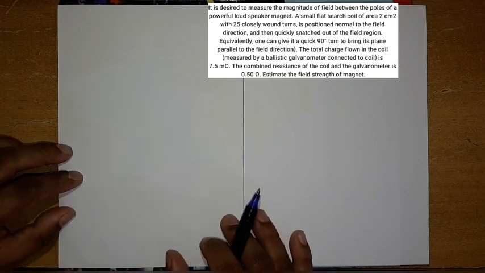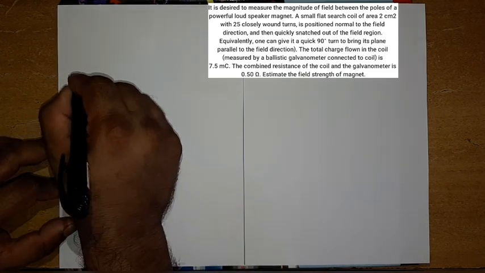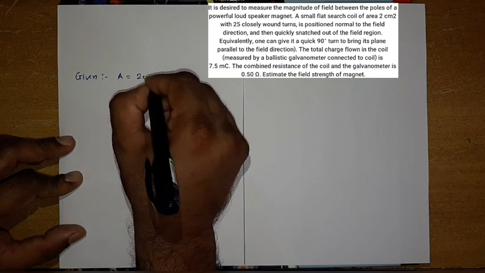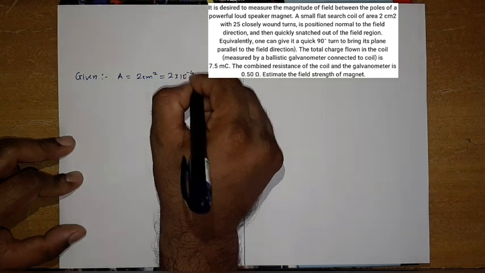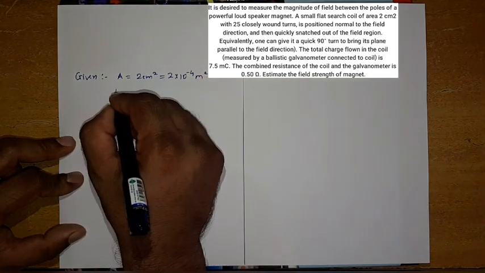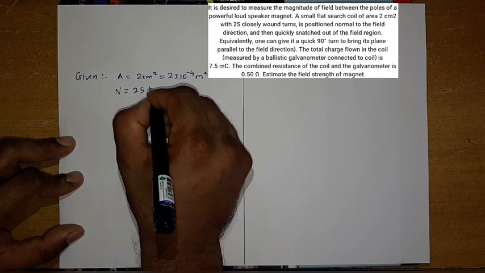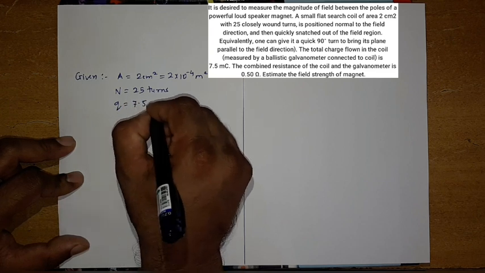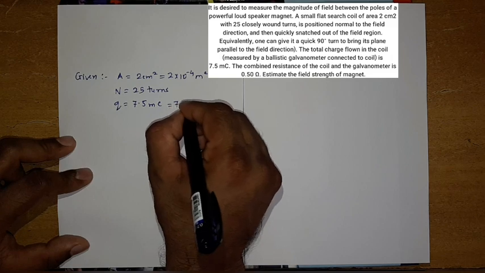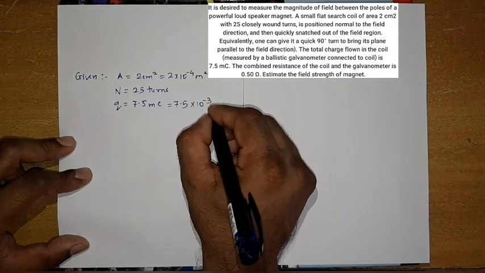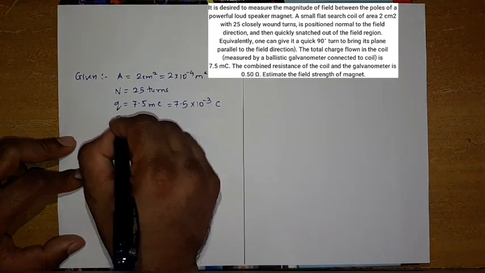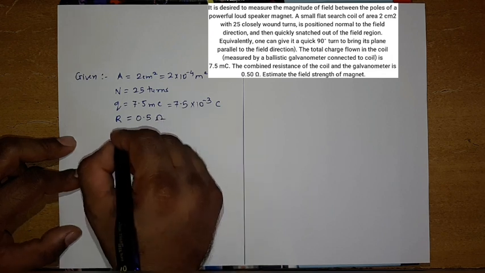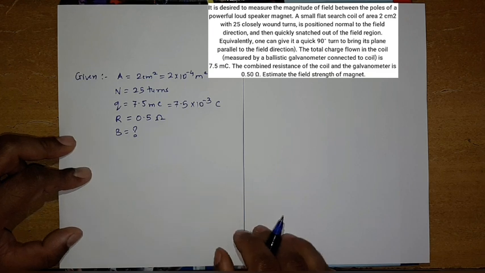Okay, let me make the list of what is given in the question. So the given terms are: we have area that is 2 cm square, which is 2 into 10 raised to minus 4 meter square. Number of turns, 25 turns. Then charge is 7.5 millicoulomb, which means 10 raised to minus 3 coulomb. Now the resistance value is 0.5 ohm. And we have to find the magnitude of the magnetic field. Clear?